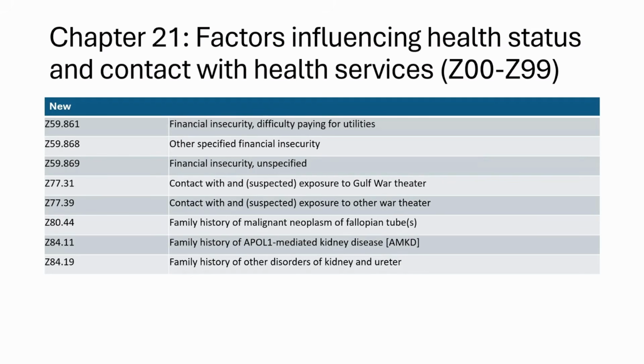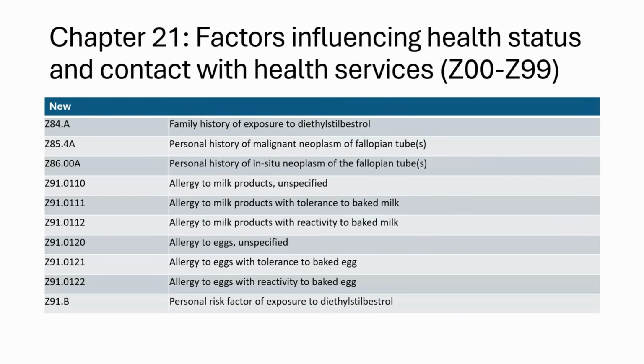We have some new family history codes. These expand the family history codes for reporting fallopian tube cancer, APOL1 mediated kidney disease, and other kidney and ureter disorders. And then there's some new Z codes that expand the family history, personal history, allergy reporting, and exposure risk. Like we talked about that baked egg and the baked milk earlier. So now we have some Z codes that designate the allergy status for those as well.